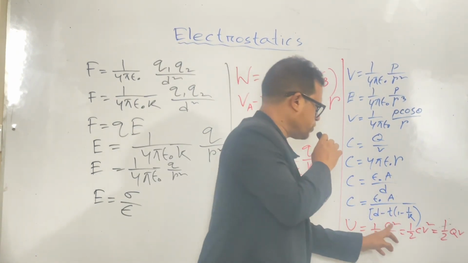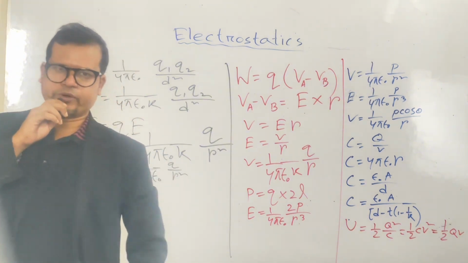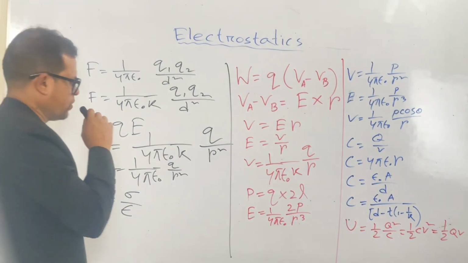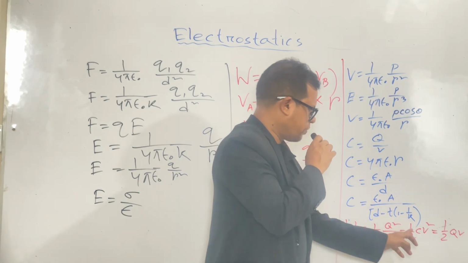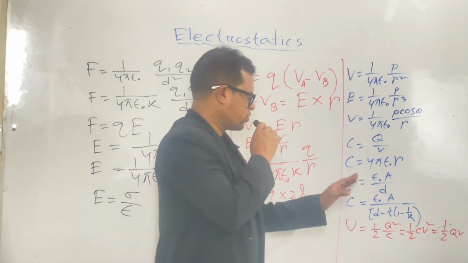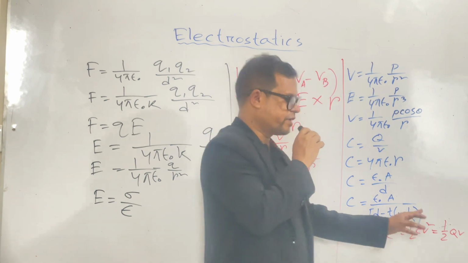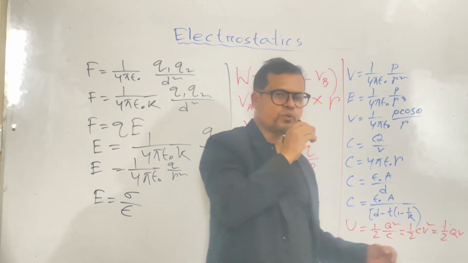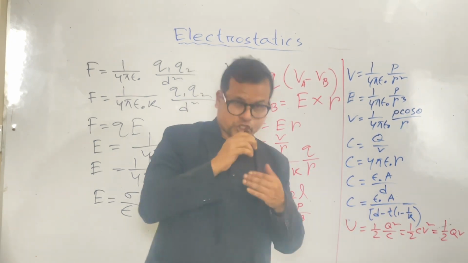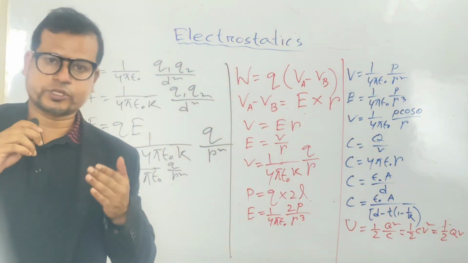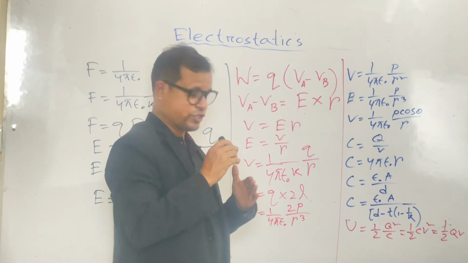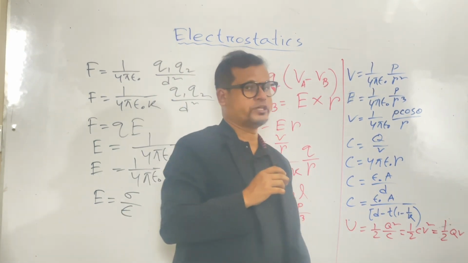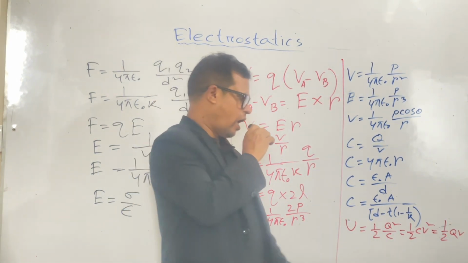U equal to half Q square over C, equal to half CV square, equal to half QV. Very important for doing mathematics. If the question gives you Q and V, you can find the stored energy, because a capacitor stores energy. To find that energy you have to apply this formula, but you have to know which quantities are given.